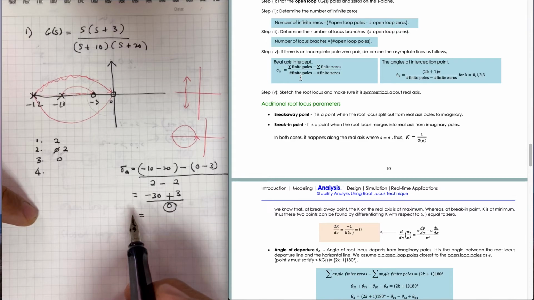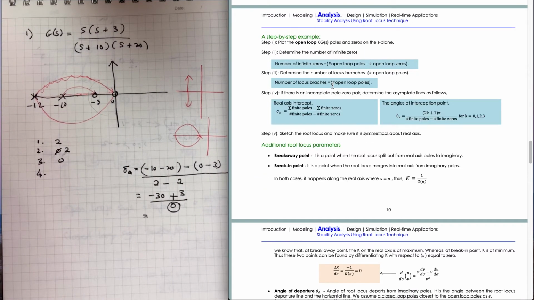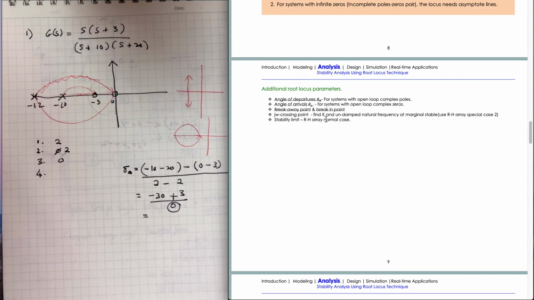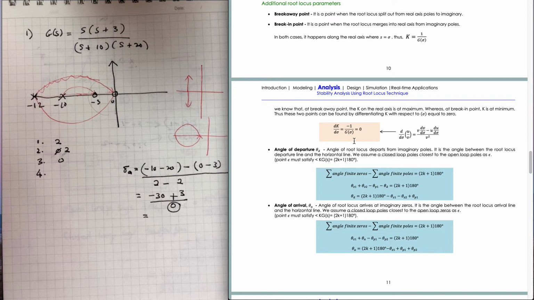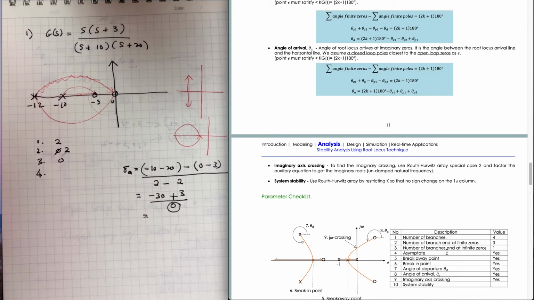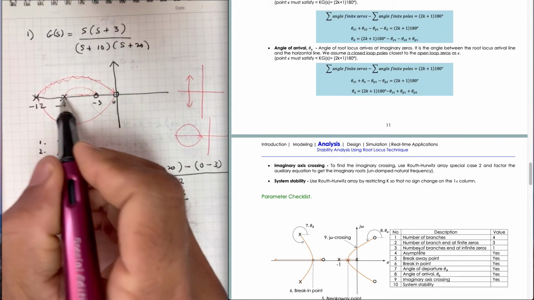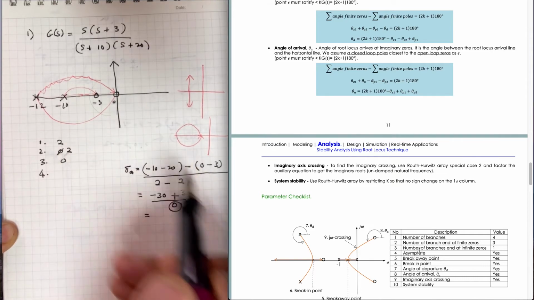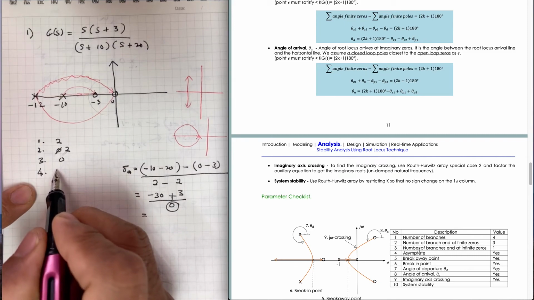I forgot to mention for asymptotes: we need to make sure that we have an incomplete pair, then we have asymptotes. If we have a complete pair, we don't have asymptotes, right? So in this case, we have a complete pair, these two poles and two zeros. Then we don't have asymptotes here.